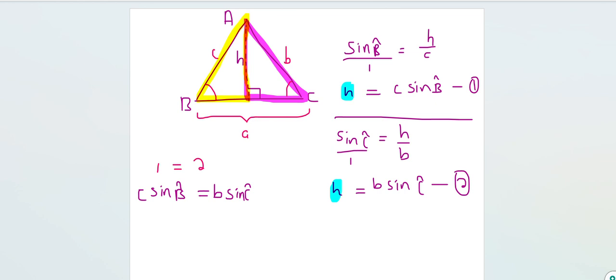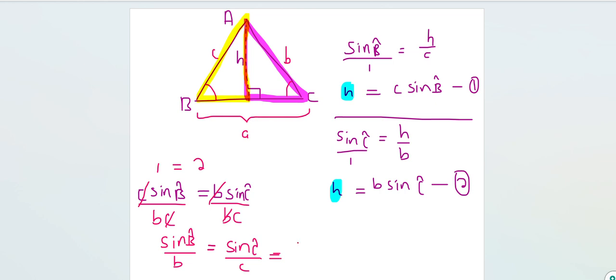On both sides, I can divide by BC. Remember, whatever I do on the right, I do on the left. If I do this, the C on this side will cancel the C, the B will cancel the B, and I'm left with sine of angle B divided by the corresponding side B is equal to the sine of angle C divided by the corresponding side C. If this is the case, we can assume that it's also true for the third side. We can also say that the sine of angle A must also be over the side A. And this is the sine rule.